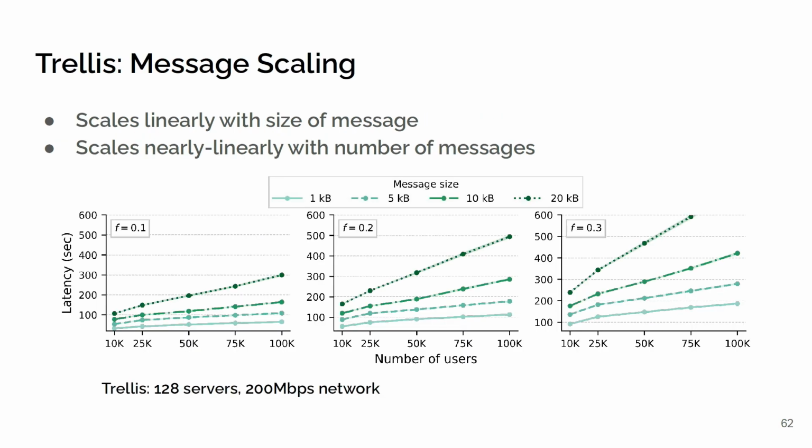When we look at the scaling with the size of the messages and the number of messages, we see that the scaling is nearly linear. And here I show also that as the adversary fraction increases, as you expect, it takes a little bit longer, but not too bad. So here is f equals 0.1, where 10% of the servers are controlled by the adversary, 0.2, or 20%, and 0.3, or 30%.